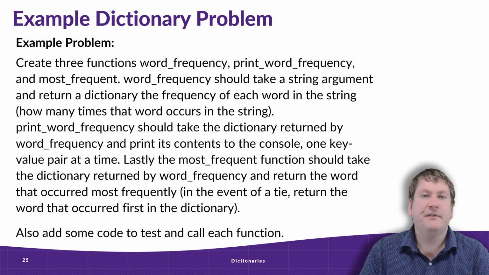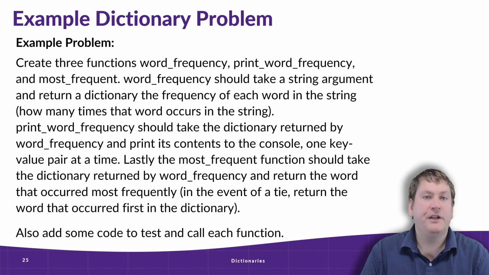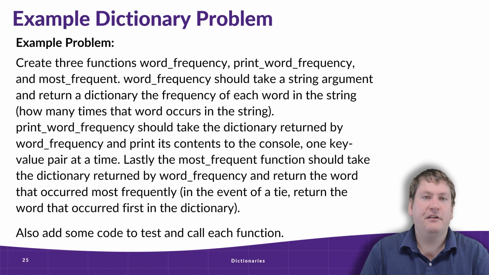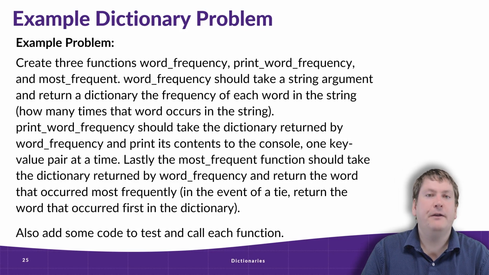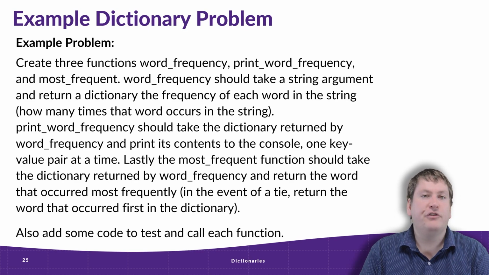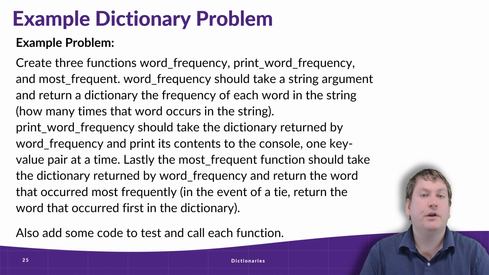So the print word frequency function should take the dictionary returned by word frequency, that one that has keys for each word, and the values are the counts of how often it occurs, and it should print its contents to the console, one key value pair at a time, and give it some nice formatting. Lastly, the most frequent function should take that dictionary returned by word frequency, and it should return the word that occurs most frequently. In the event of a tie, it should just return the word that occurs first in the dictionary.